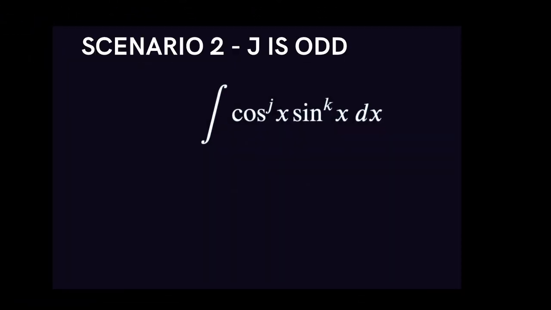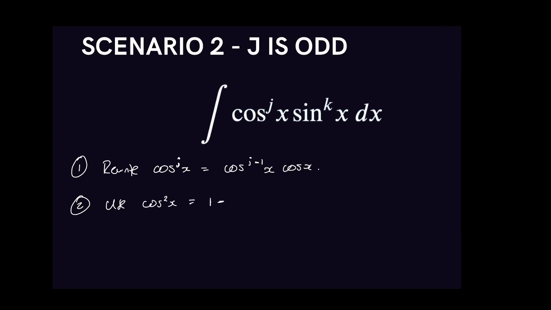Alright guys, so here we've got the situation where j is odd. So what do we do here? When j is odd, we're going to do the opposite of what we did before. We rewrite cos jx as cos (j minus 1)x times cos x. That's the first step. The second step is we're going to use cos squared x, which equals 1 minus sin squared x.